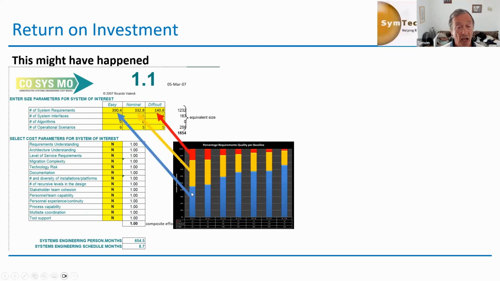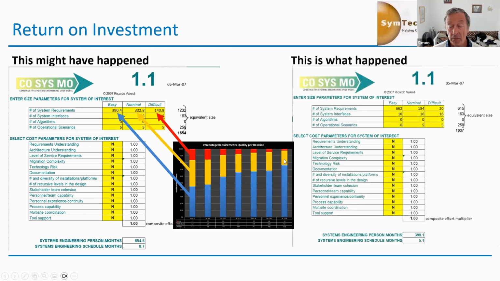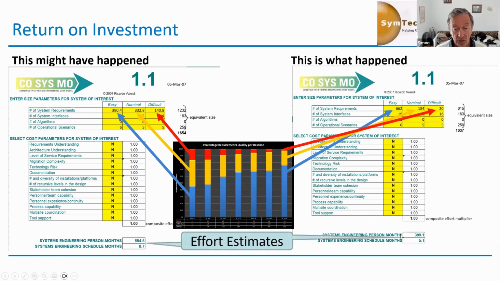If we equate the high quality with easy to understand, the medium quality with nominal understanding, and the low quality with difficult to understand and therefore difficult to cost. If you don't understand the requirement, how can you cost it? Let's look at the very end and do the same categorization. High quality are easy through to low quality are difficult to understand. We then end up with an estimate of how many months to do this work.